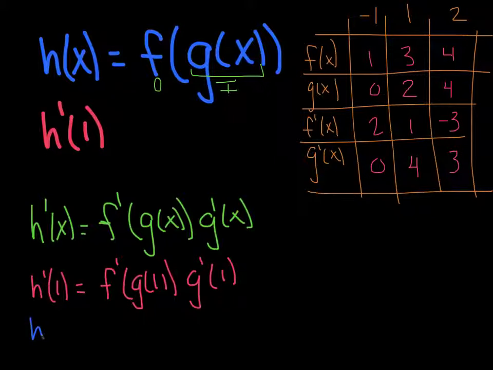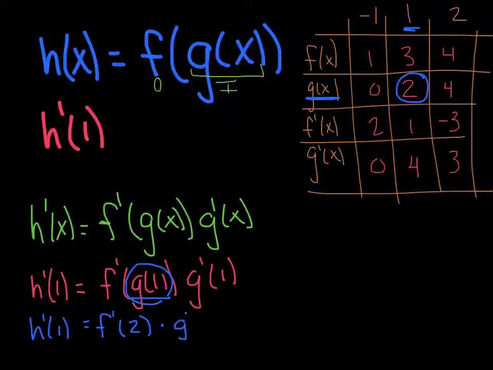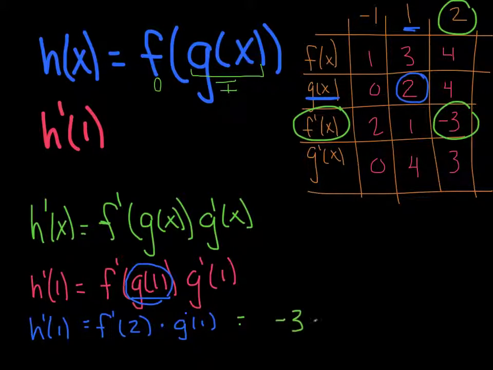Now we just follow our order of operations. This g of 1 is inside f prime, so I'm going to start inside. G of 1. I go to my g, I go to my 1, they meet at 2. So I can say this is really f prime of 2 times g prime of 1. If I keep going, f prime of 2 is negative 3, times g prime of 1 is 4. So I get a total of negative 12.